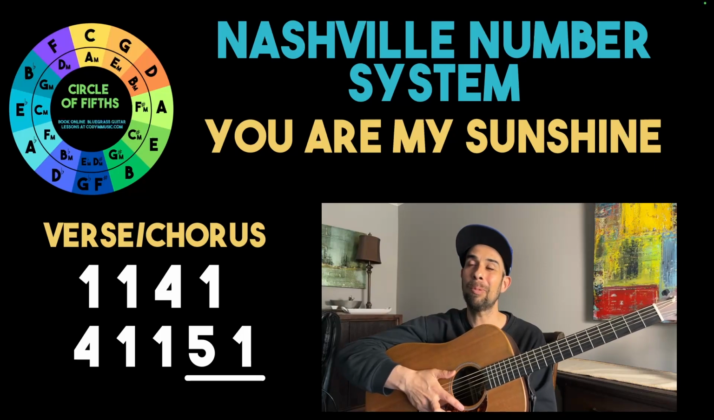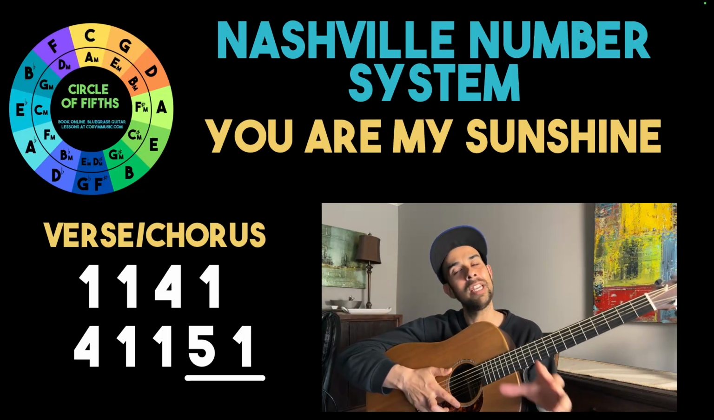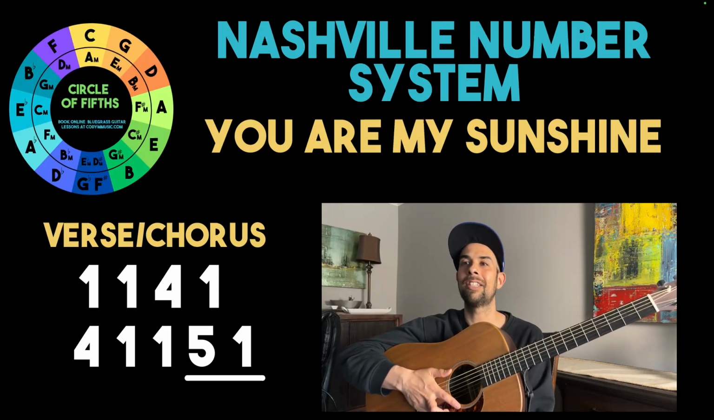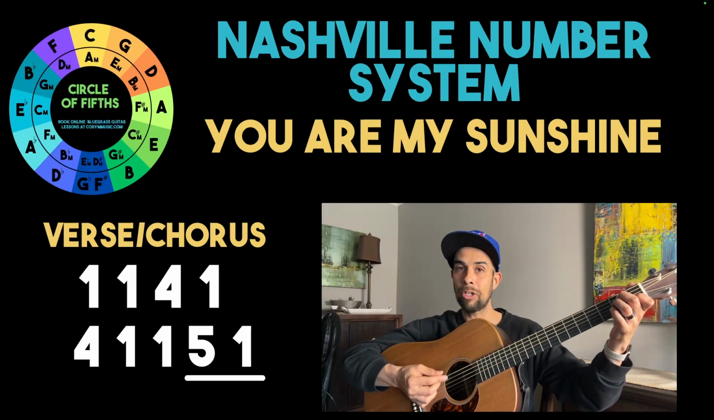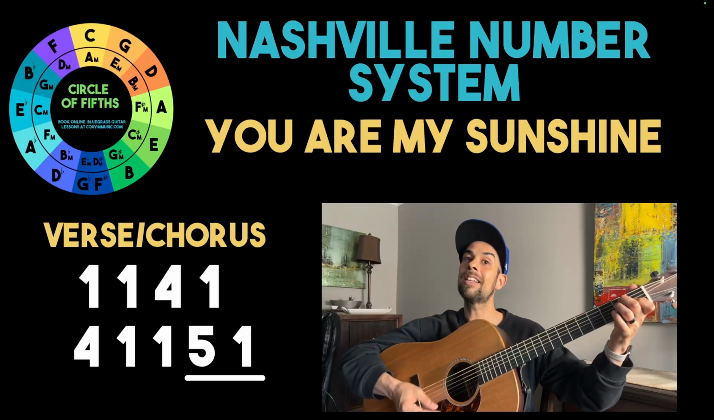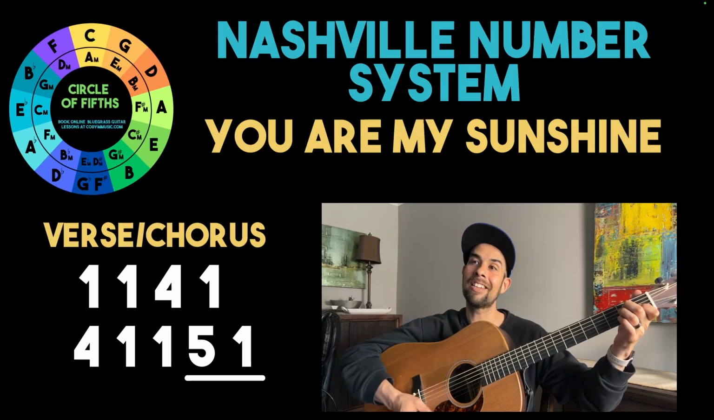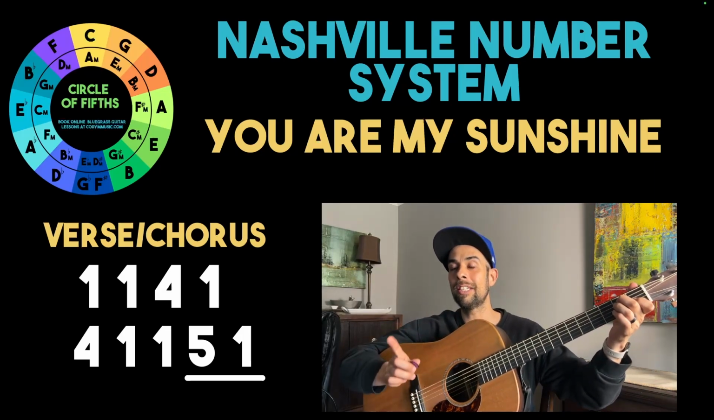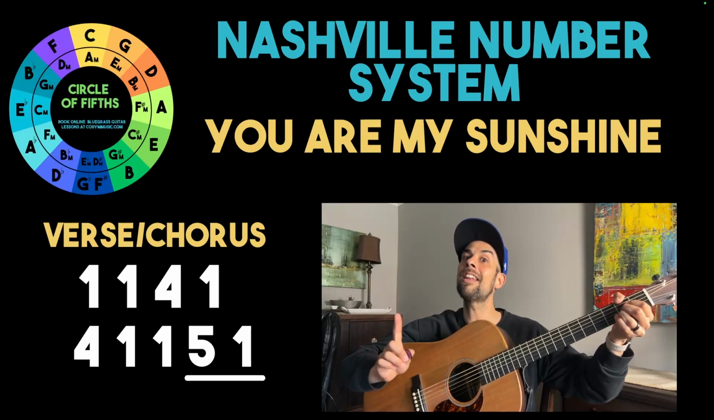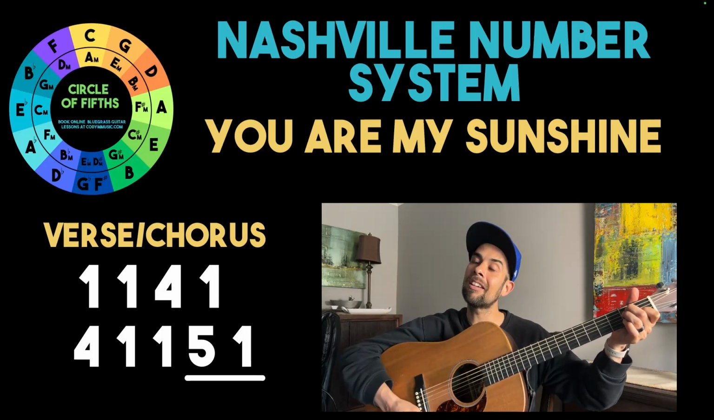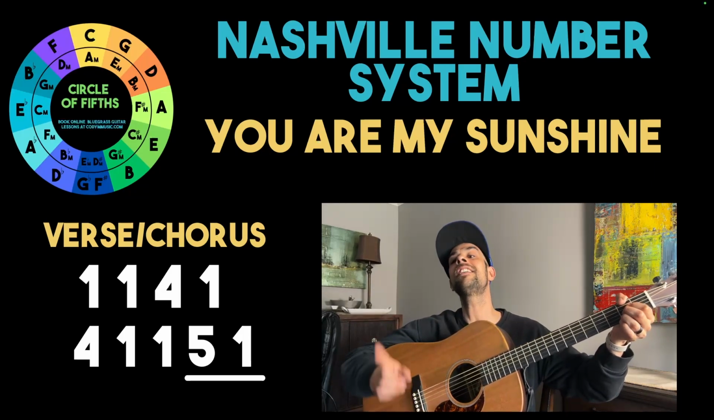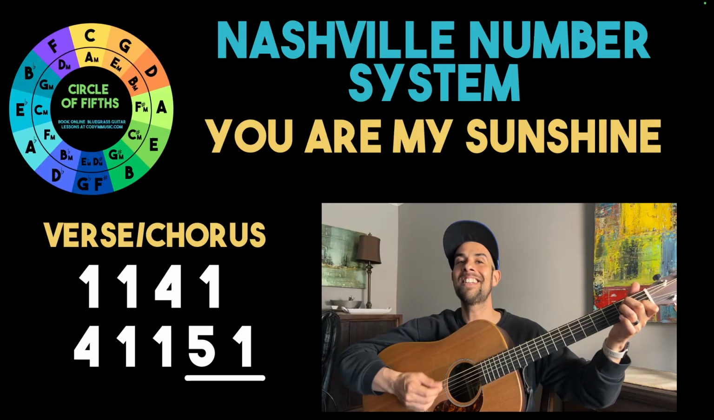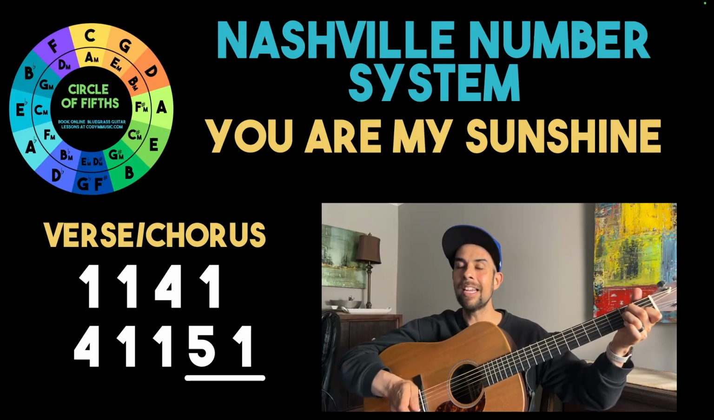And very quickly, just because we can, just because it's this easy, let's go ahead and play this in the key of E. All right, so we start in our E major. The 4 is an A. Back to the 1, which is the E. And our 5 is going to be our B.